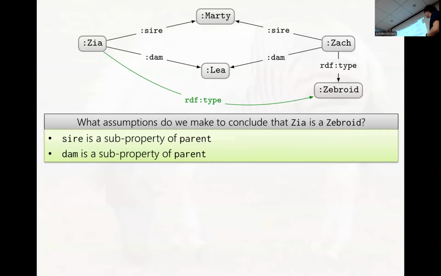So I would say probably we're not remembering this sort of rule here. Rather, what we're looking at maybe are more general definitions. For example, that sire is a subproperty of parent, dam is a subproperty of parent, okay? So this is still not enough.